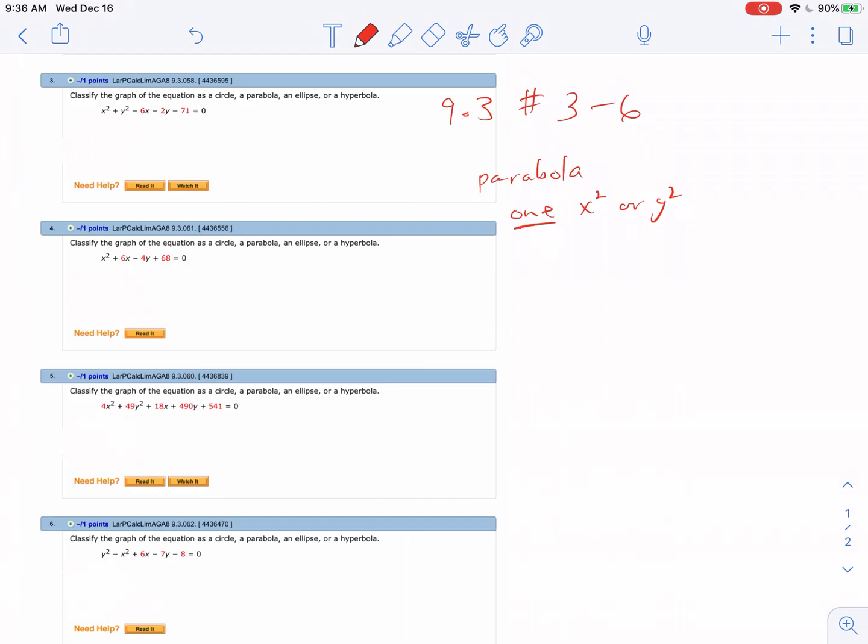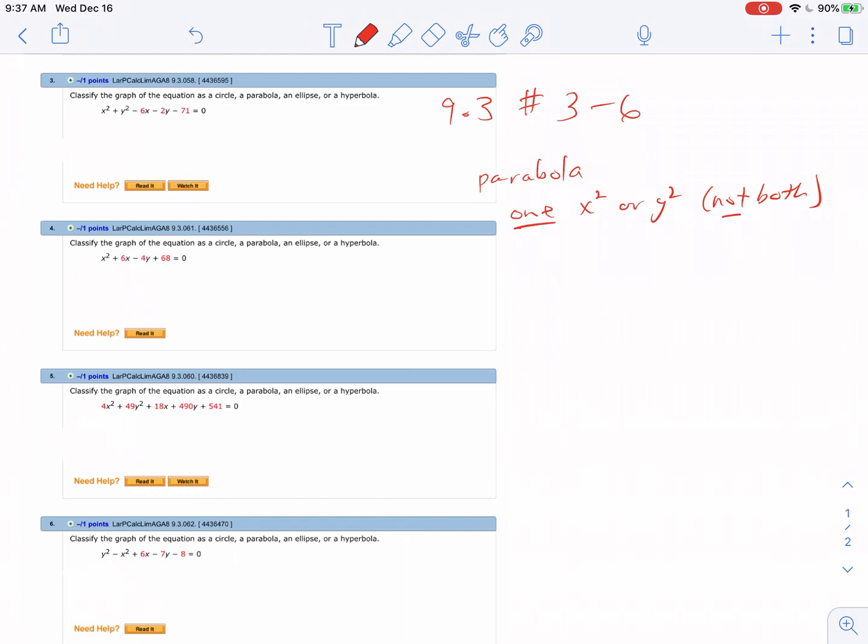Just look for the one problem or problems, depending on how many you get, what's going on. If it only has one x squared or one y squared, it doesn't have both an x squared and a y squared. I should say, probably is more clear, not both. Then you have the parabola.